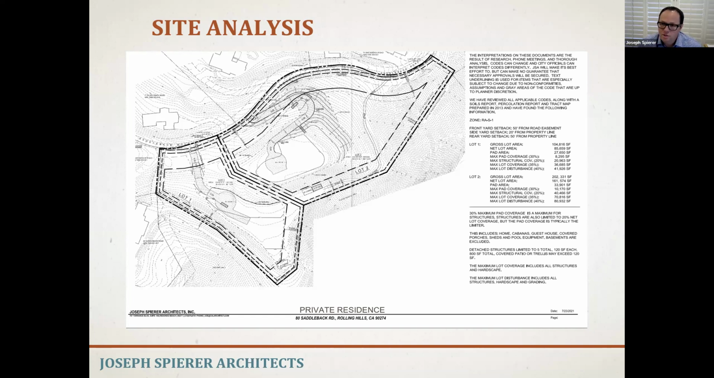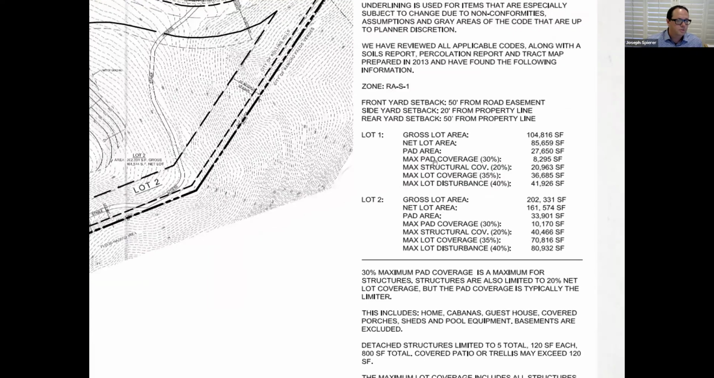And so he hired us to design a home on this lot, which we have designed. That one is getting permitted right now. That one's a 20,000 square foot home. But you can see here the site analysis has a bunch of numbers, right?